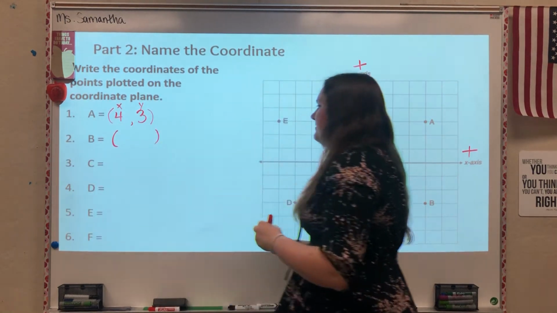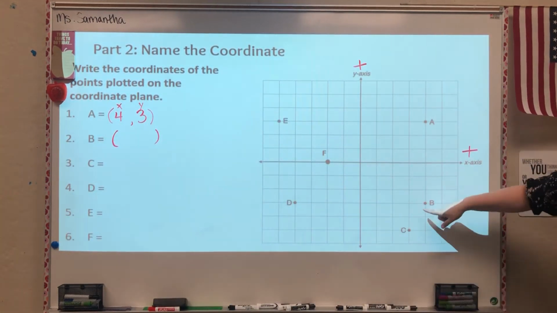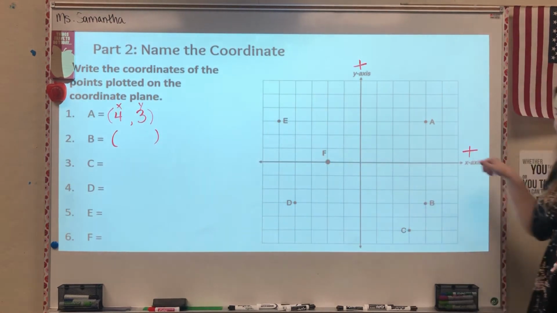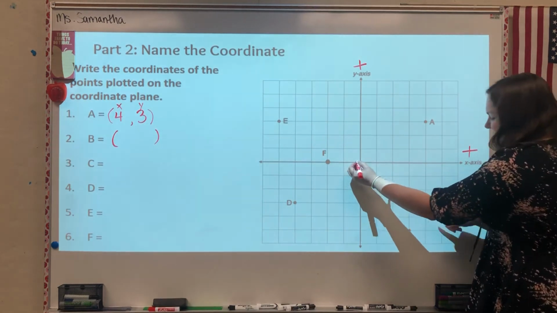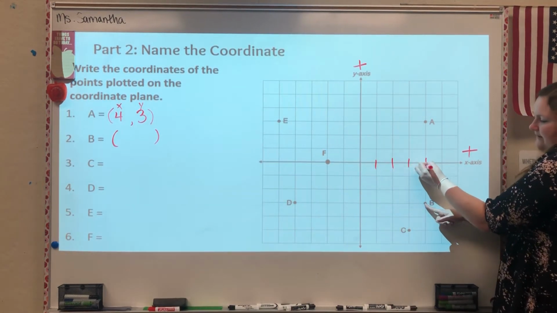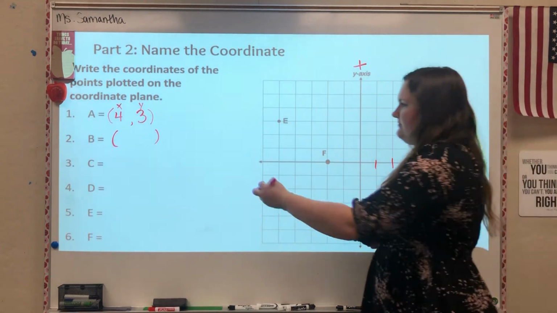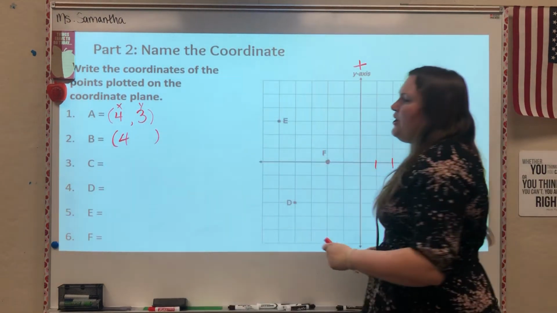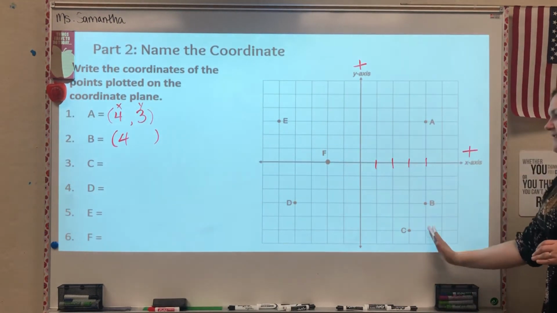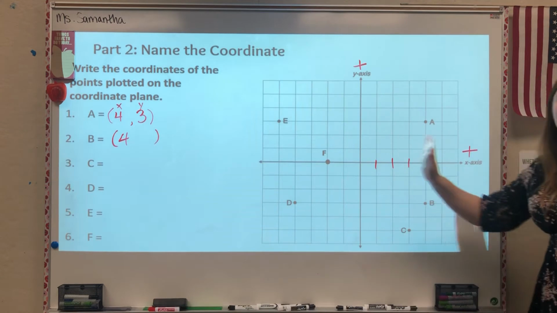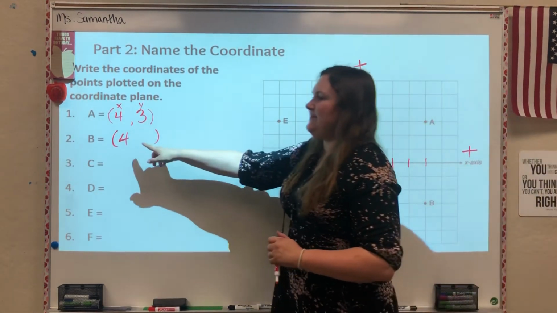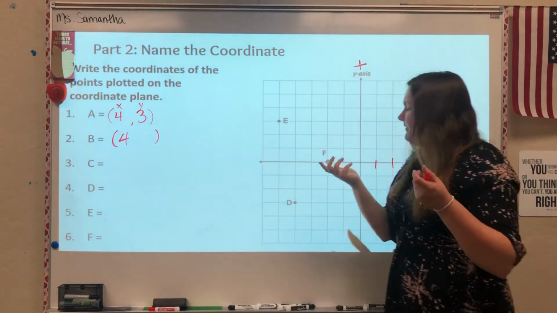So B is right here. So again, I want to start with my x-axis first. I'm going to start by counting on my x-axis over to B. So it would be 1, 2, 3, 4. All right. Notice A and B have the same x-coordinate, and notice on our graph A and B are in the same place horizontally. They're just different vertically, so that's why they have the same x-coordinate, but their y-coordinates would be different.